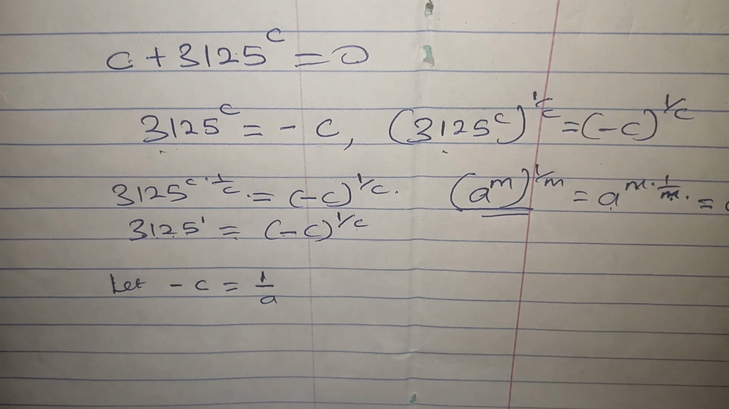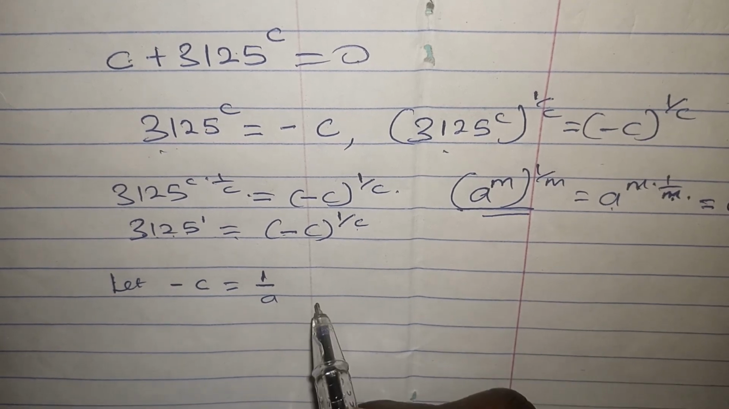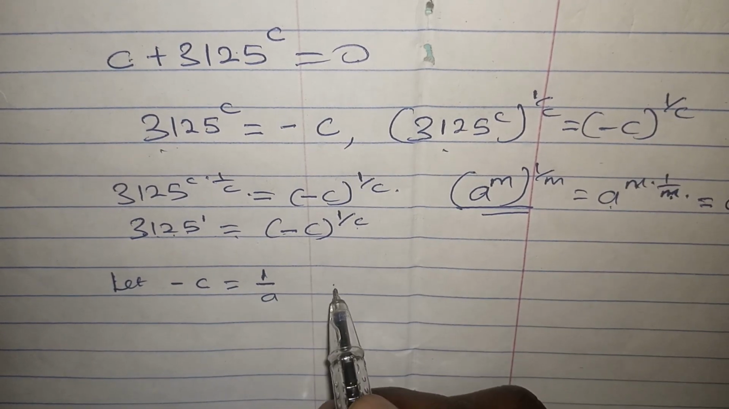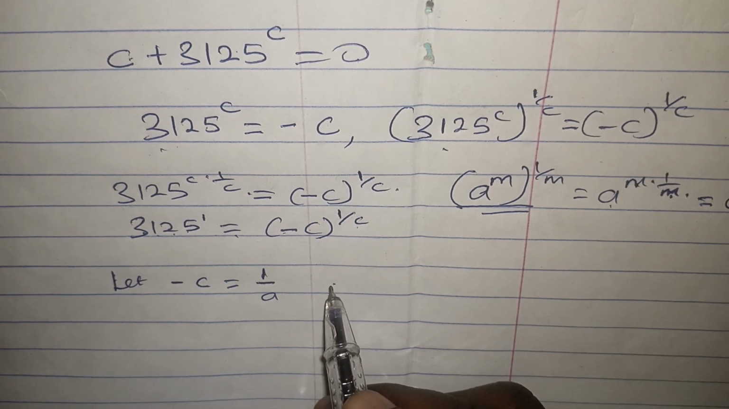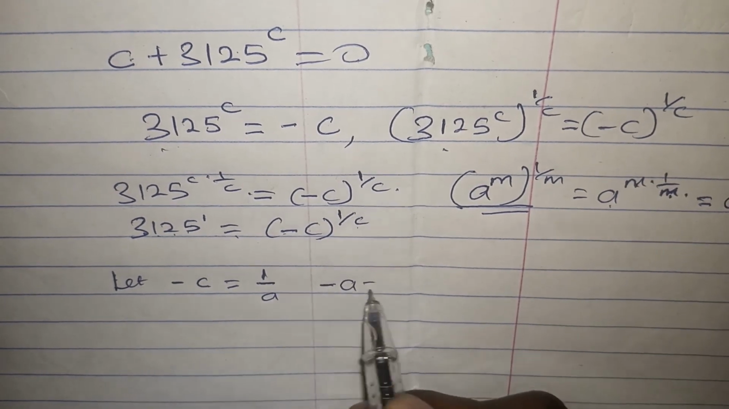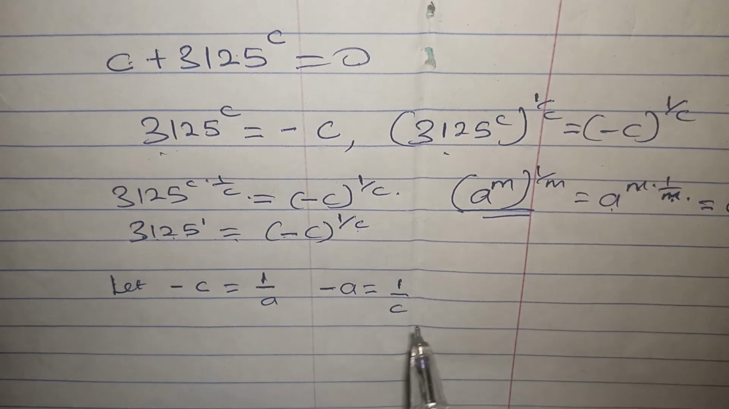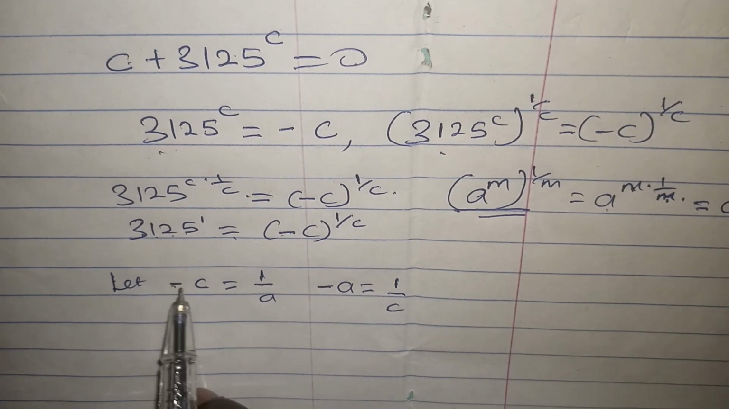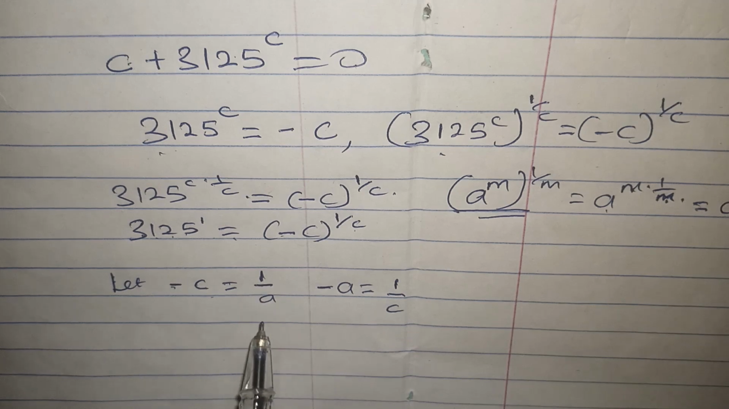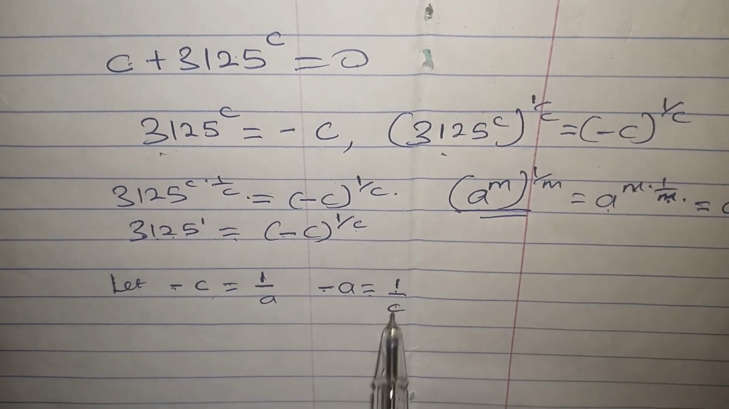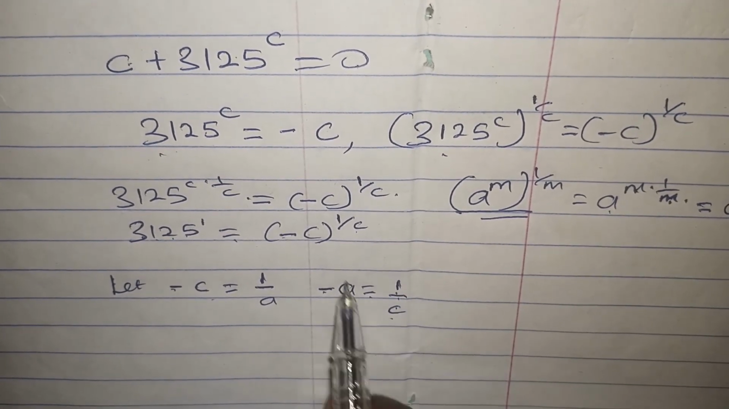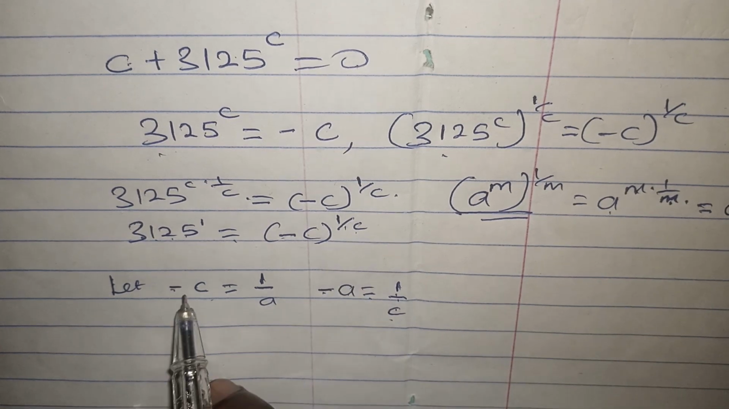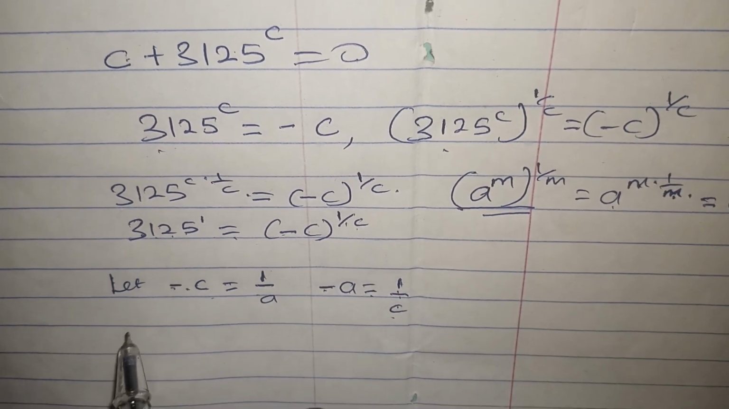Let minus c equals to 1 over a, and let minus a equals to 1 over c. So wherever we see 1 over c, we'll put minus a there, and wherever we see minus c, we'll put 1 over a.